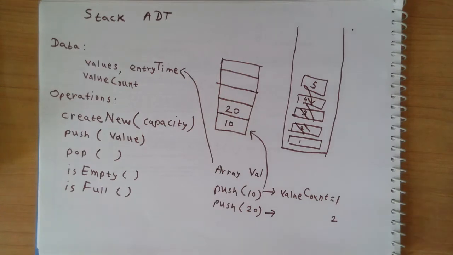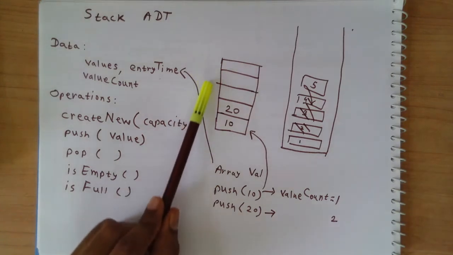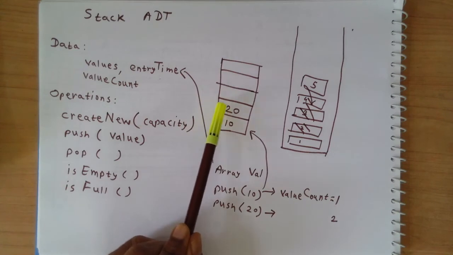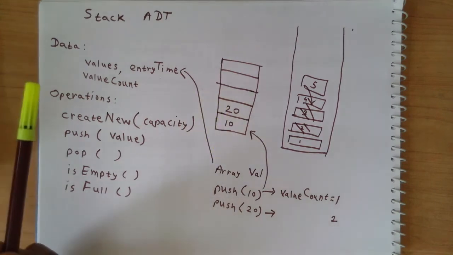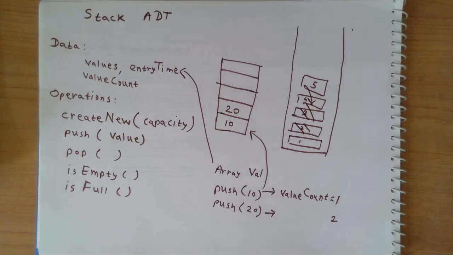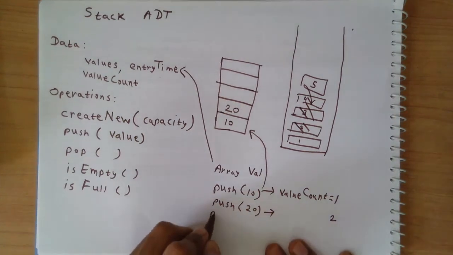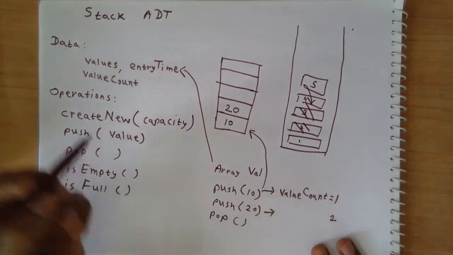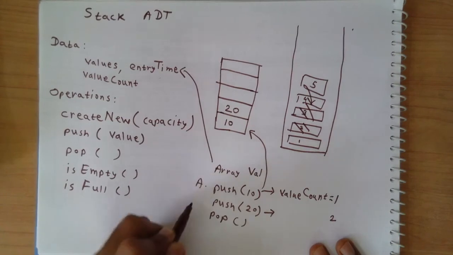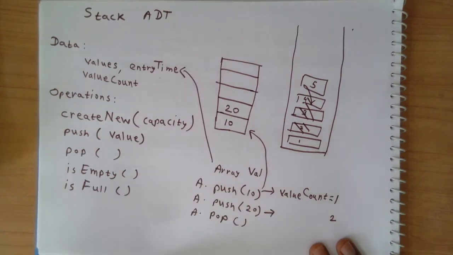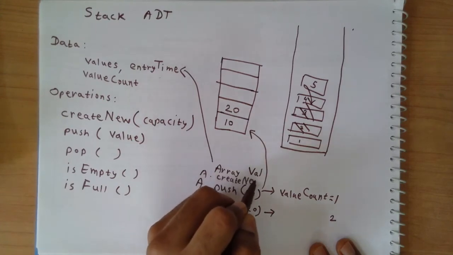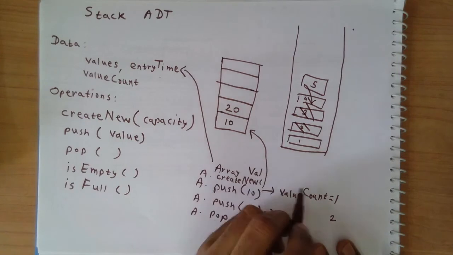And then next comes the pop operation. So with pop, what is supposed to happen is, out of all the elements that are stored in your stack, the element with the latest entry time should be removed from the stack, and it should be returned back to the client program that called the pop operation. So now if I call pop operation on my stack, and let's call this stack A. Okay, so A dot push, A dot push, A dot pop, and before that I had A dot create new, right? And capacity was 5.